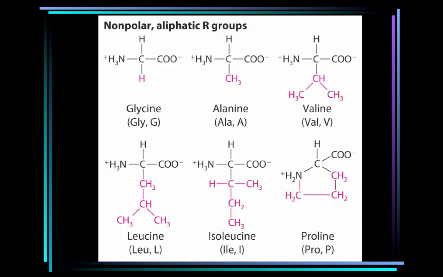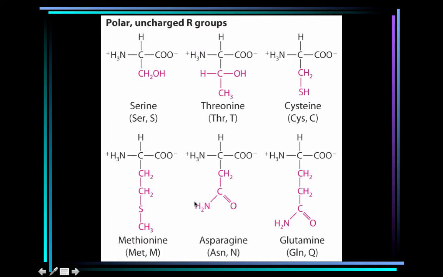The 20 amino acids can be broken into 5 different groups, and I'm not going to spend too much time on these. I don't expect you to memorize them, but I do expect you to know what the 5 groups are. The first group is a non-polar aliphatic R group. So we're not going to have any charges associated with the R group. It's non-polar. The second group is a polar uncharged R group.